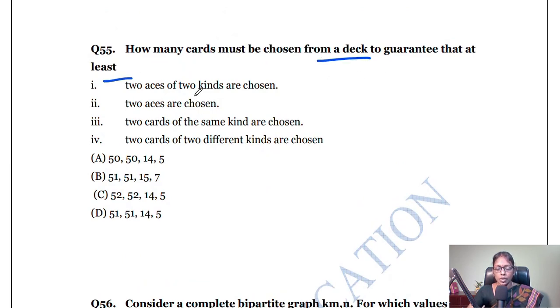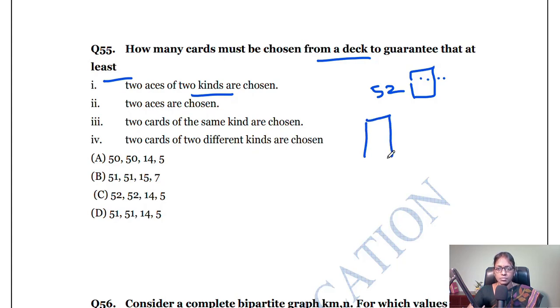The next question is: how many cards must be chosen from a deck to guarantee that at least 2 aces of 2 kinds are chosen? Okay, so how many cards are there? If you don't know about cards, you just take a deck of cards and check it out. Okay, so there are totally 52 cards.